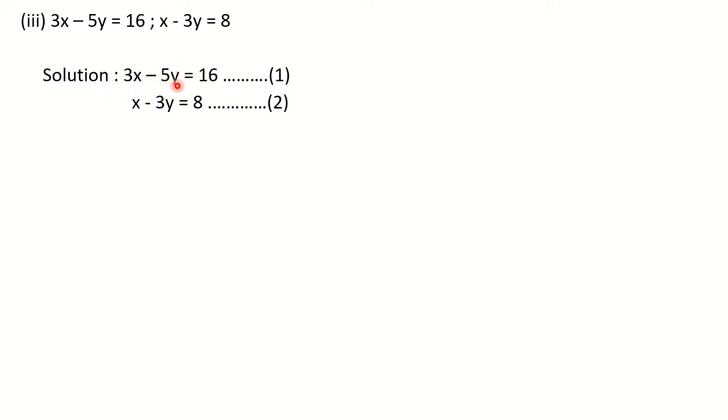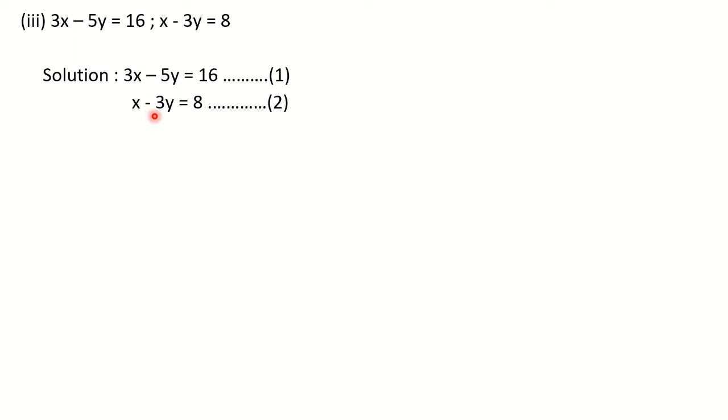3x minus 5y is equal to 16, equation number 1. x minus 3y is equal to 8, equation number 2. So this is the first step. Now the next step is to observe the coefficients of the variables. Observe the coefficient of x. Here it is 3 and here it is 1. Here also you observe the coefficients of y. Here it is minus 5 and here it is minus 3.